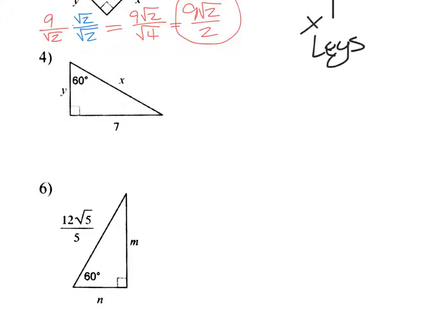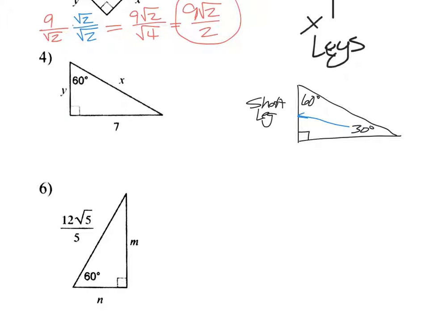Now, the next one here, these are what we refer to as 30, 60, 90. So again, I'm going to come over here. I'm going to draw a triangle. You want to make sure and label your angles, 30, 60, and then 90. So we go from the short leg. This is referred to as the short leg. The reason it's the short leg is because it's across from the smallest angle, and we call it X. This is what we call the long leg, and it's across from 60.